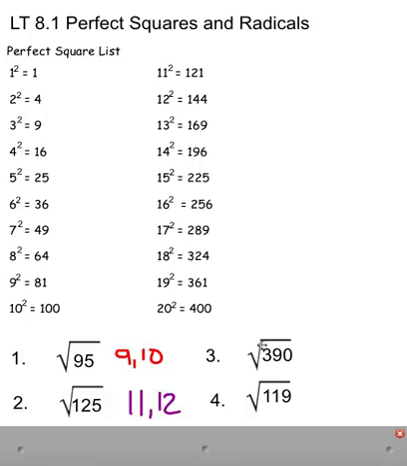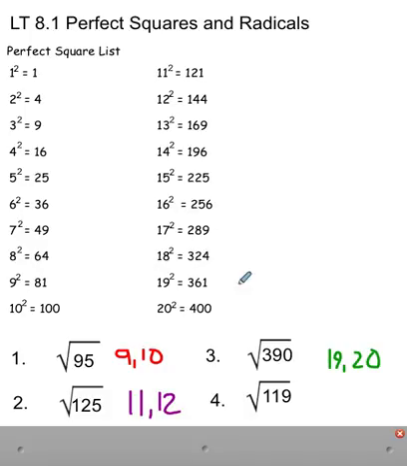Number 3, the square root of 390. Well, this is pretty big, so I'm not even going to try over here. I'm going to try my bigger numbers, looking for 2 numbers that 390 falls between. Here it is, right here. It falls between 19 and 20. So my answer to this question is going to be 19 and 20.